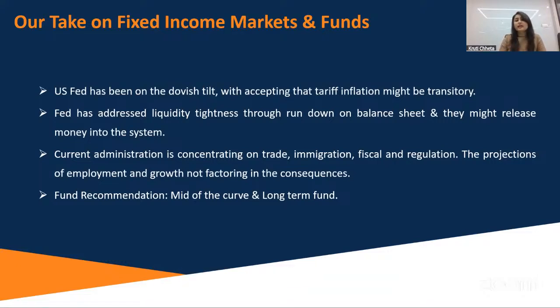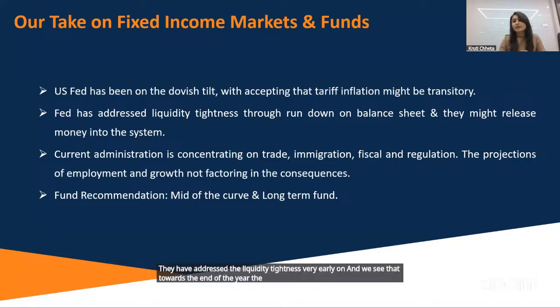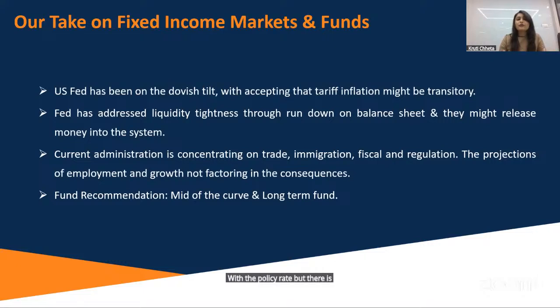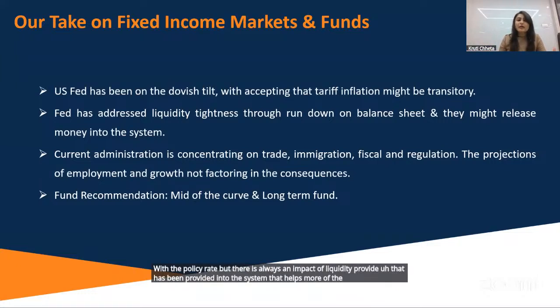They have addressed the liquidity tightness very early on. And we see that towards the end of the year, quantitative tightening might completely disappear from the Fed's narrative, and if not quantitative easing, we might move into a territory where they are providing adequate liquidity into the system. This is also forward looking in a way, even though they have mentioned over and over again that this is a liquidity measure and has nothing to do with the policy rate. But there is always an impact of liquidity provided into the system that helps more buying of government bonds. This boosts the demand for treasuries, and will in turn help the treasuries, if not directly, then indirectly.